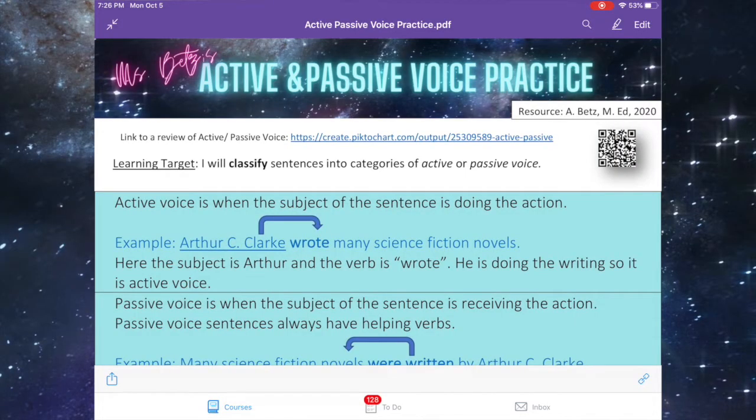Here we have our activity, active and passive voice practice, themed on NASA and space as we prepare for our unit on science fiction. At the top of the activity, you'll notice there's a link that you can copy and paste into any search engine to view a picto chart for support. There's also a QR code you can use to access that same picto chart. Our learning target for today is, I will classify or sort sentences into categories of active or passive voice.